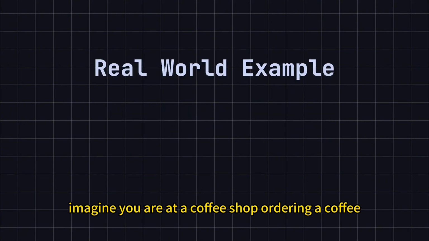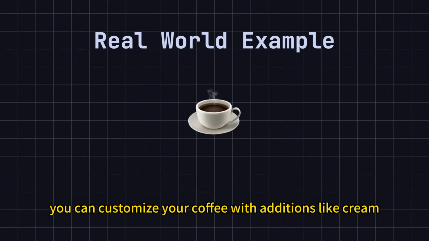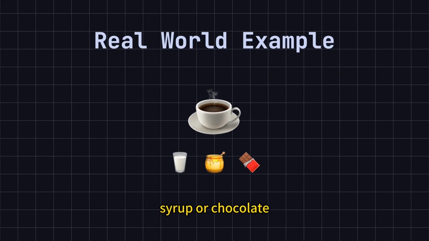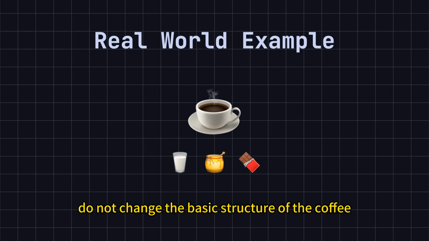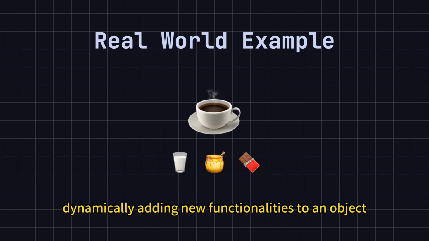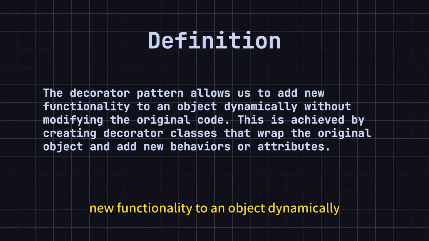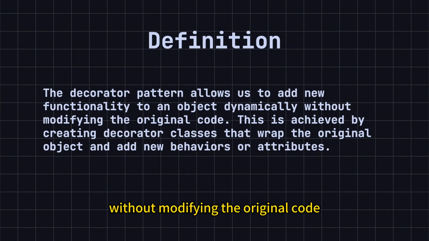Imagine you are at a coffee shop ordering a coffee. You can customize your coffee with additions like cream, syrup, or chocolate. These additions do not change the basic structure of the coffee, but enhance its features and flavor. The decorator pattern is like adding these toppings to your coffee, dynamically adding new functionalities to an object. Simply put, the decorator pattern allows us to add new functionality to an object dynamically without modifying the original code.